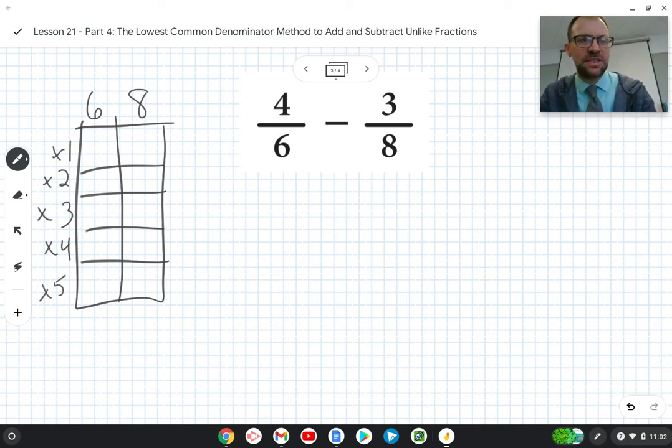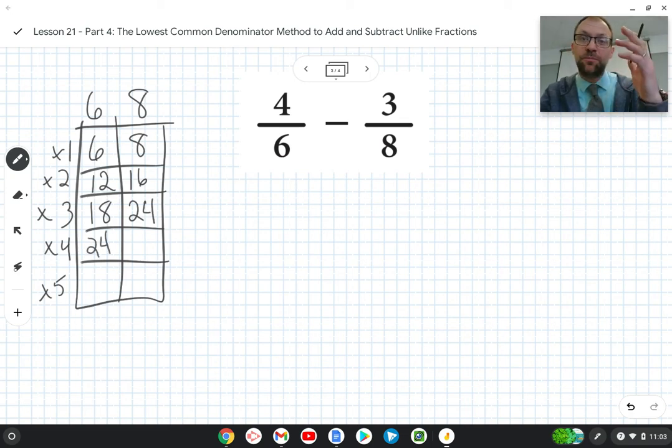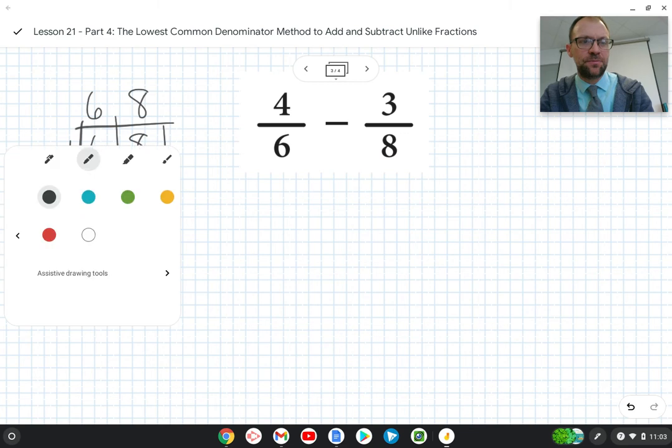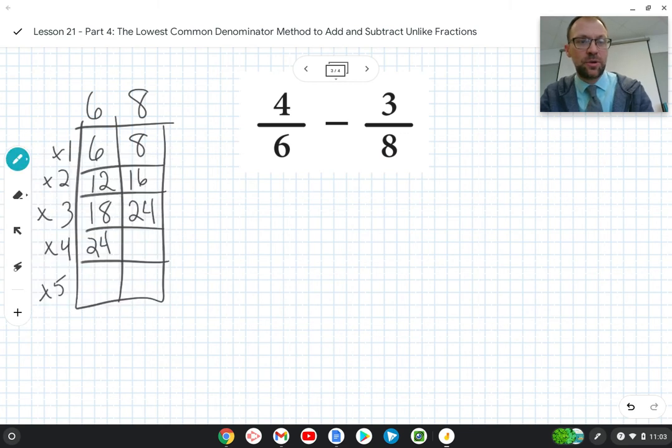So 6 times 1 is 6. And 8 times 1 is 8. 6 times 2 is 12. And 8 times 2 is 16. 6 times 3 is 18. And 8 times 3 is 24. And 6 times 4 is 24. Oh, there we go. We have it. We found our lowest common multiple, and that is 24.